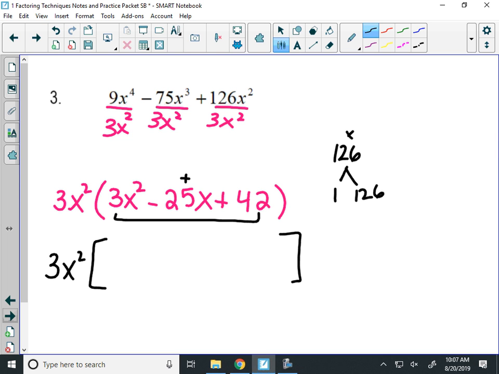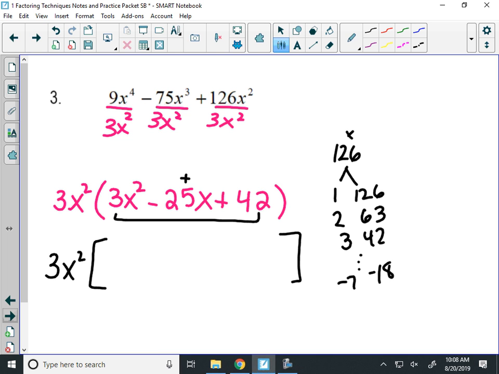Not going to get me to 25. 2 and 63. Not going to get me to 25. 3 and 42, so on and so on. And go through your list there. Negative 18 and negative 7. Yeah, negative 18, negative 7. So I'm going to flip my middle with -7, -18, or -18, -7.